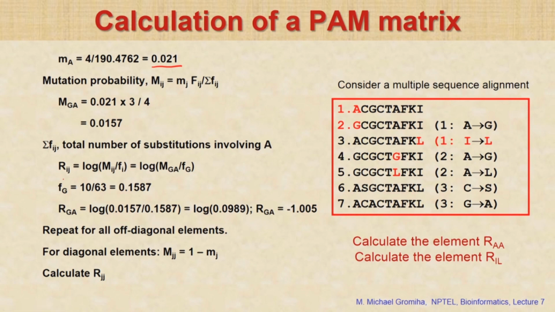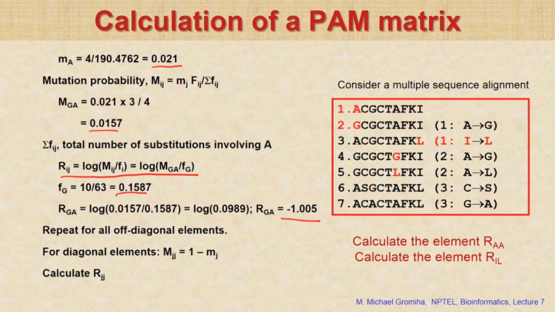Now, we get the Rij, which is the logarithm of Mij divided by Fi, the frequency of G. Mga is given as 0.0157. So, Fg we get out of 63 10 glycines. Earlier we took the value of alanine, now we take the value of glycine. So, this is equal to 0.1587. Then Rga, we substitute the values here: log of Mij is equal to 0.0157 divided by 0.1587. So, we get the value of minus 1.005.